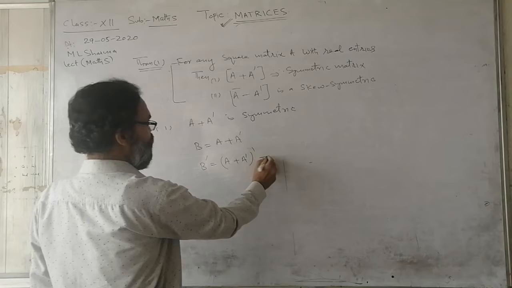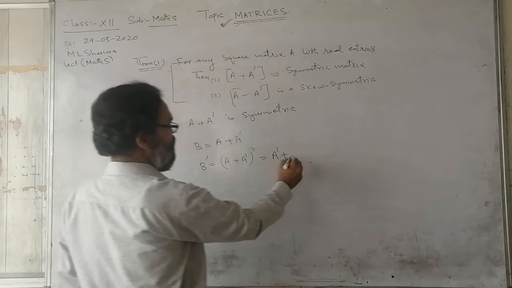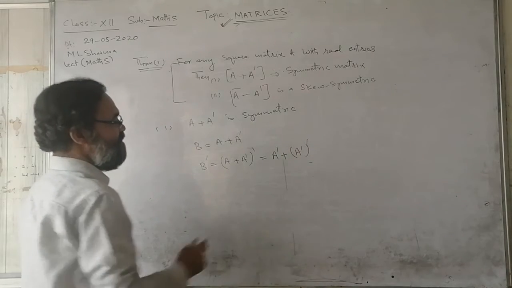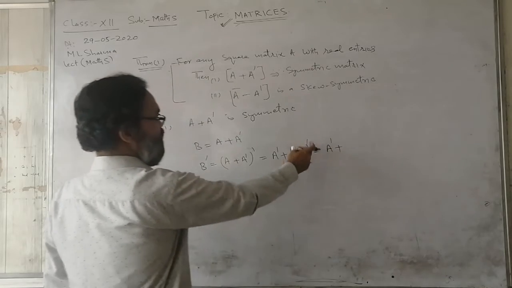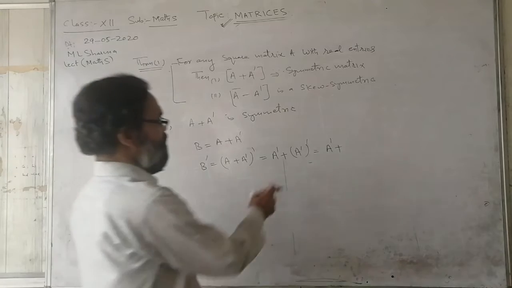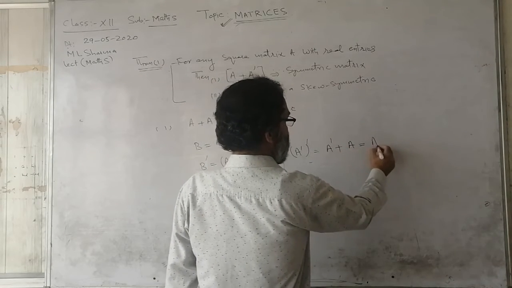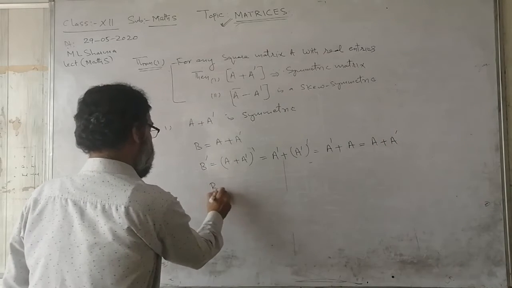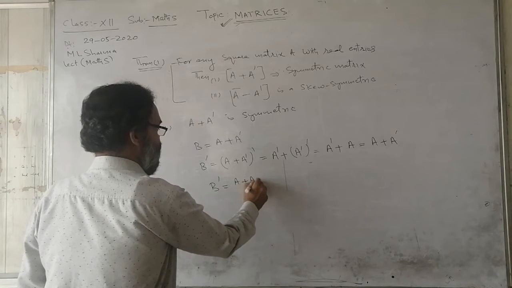So this will equal to transpose of A plus transpose of A transpose. So this will equal to A transpose, transpose of A transpose is equal to the matrix itself. So that means this will equal to A. It can be written as A plus A transpose. So B transpose equals to A plus A transpose.